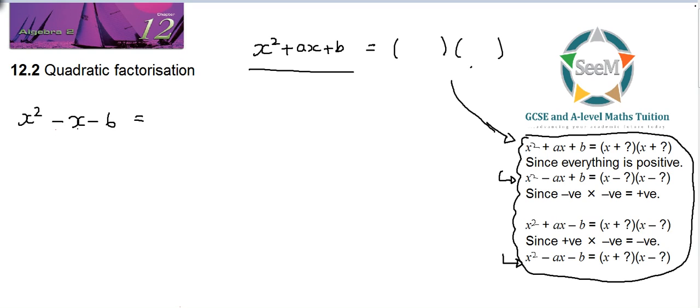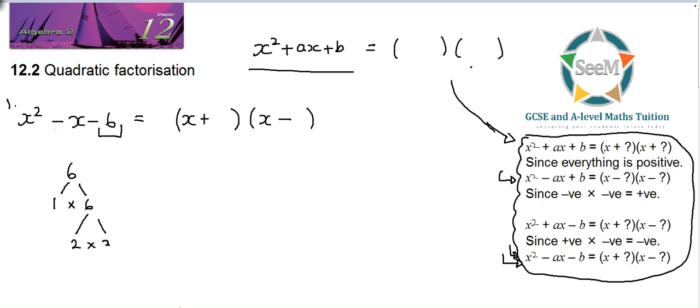Okay, so example 1. Suppose we're given x squared minus x minus 6. Well, straight away, we need to check the identity. It looks like this identity here. So already we know that in the bracket we'll have x plus something, x minus something. The key focus here is we need to focus on the factors of 6. So we'll come down here. What are the factors of 6? We have 1 times 6, and then we have 2 times 3. Those are the factors of 6.